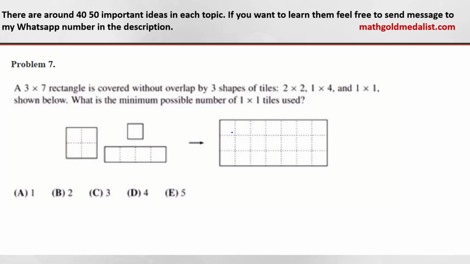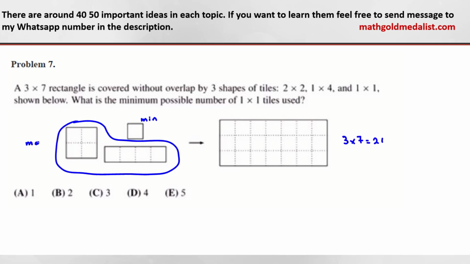Okay. How many cells do we have in our main table? 3 times 7, 21. Okay. I want to see, so when I want to minimize the number of these, I should maximize using these two tiles, okay? So we can say what?